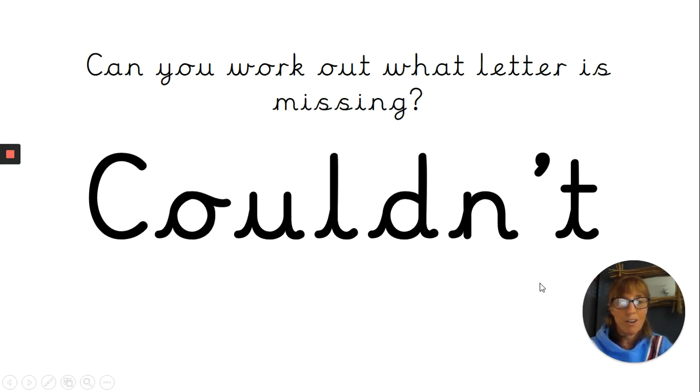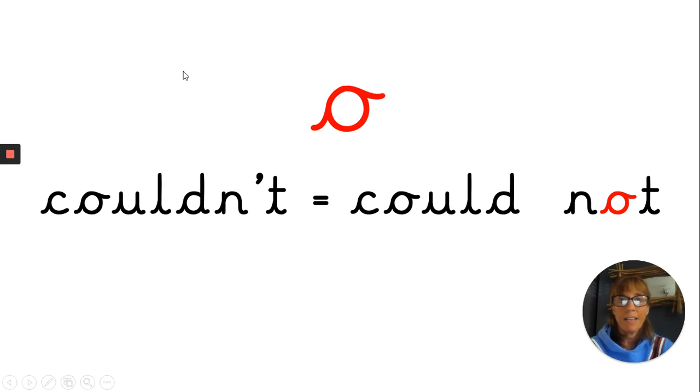Right, let's see if you got it right. It's the O that's missing. Couldn't, when we separate it into two words, could not. I couldn't go to your party. I could not go to your party. Could not. And the O is the missing letter.